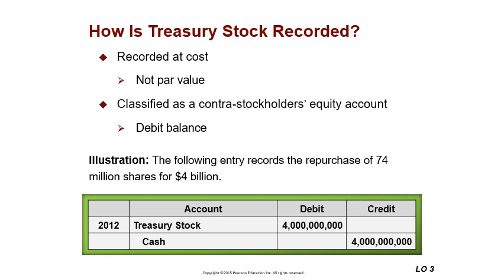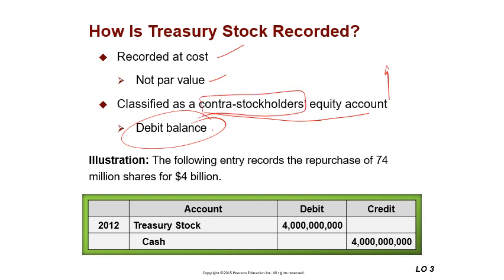So how is treasury stock recorded? It is recorded at cost, not at par. It is classified as a contra account for equity. It means an increase in treasury stock is a debit, but it is the opposite account for equity. When a normal account of equity increases, it's a credit. When treasury stock increases, it's a debit.